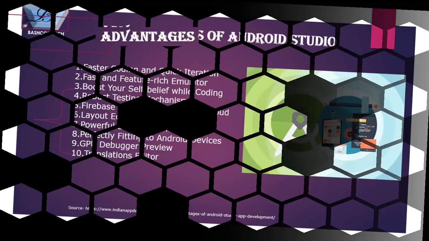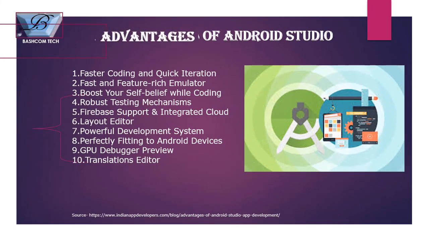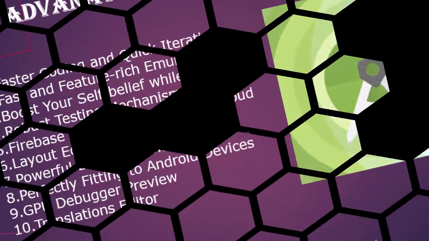Number one, it provides a faster platform for coding and illustration. It has faster vector features for emulation of your code. It boosts the self-confidence of most developers. It has a robust testing mechanism. It has Firebase support and a cloud component which allows you to operate in the Apple Cloud Store. It has a unique layout. It has a powerful development system. It fits perfectly into Android devices. It has a vivid debugger preview. It has translation mode editors.